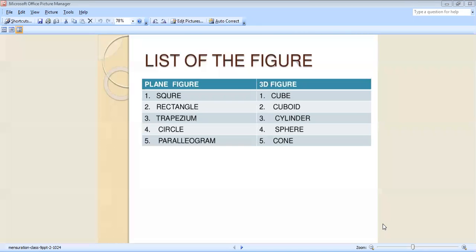So here, list of the figures. So here 2D figures and 3D figures are there. In the 2D figure, that is the plane figure: square, rectangle, trapezium, circle, and parallelogram are the plane figures. What are the 2D figures? Square, rectangle, trapezium, circle, parallelogram are the 2D figures. In the 3D figure: cube, cuboid, cylinder, sphere, and cone are the 3D figures.